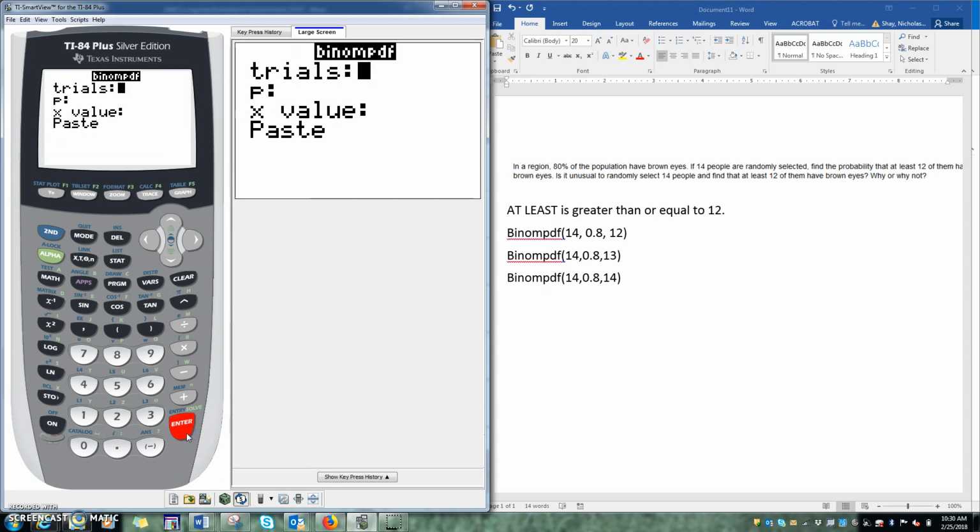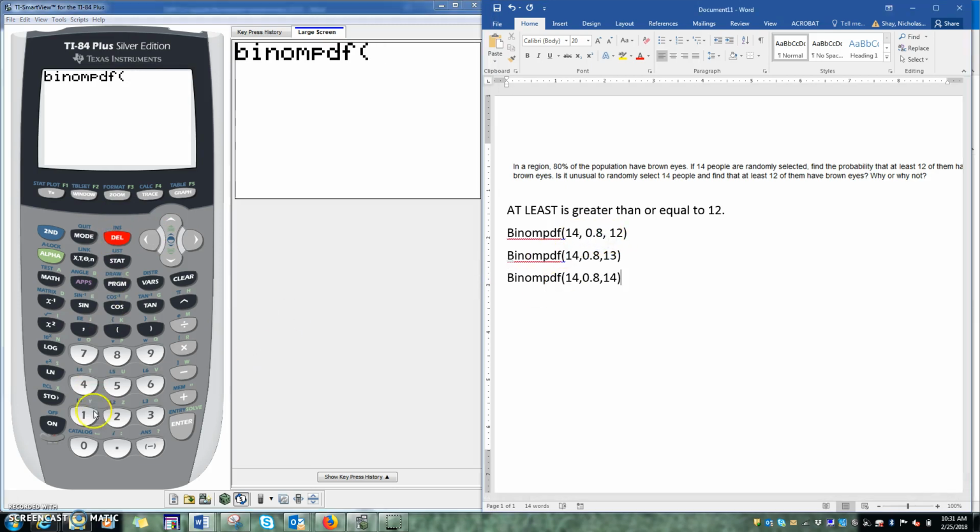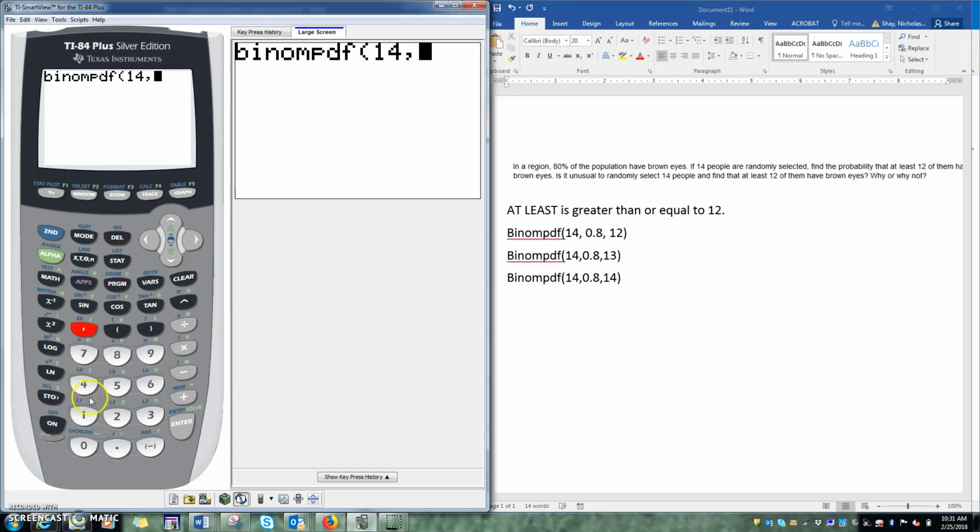When you click enter, if you have an 84, it's going to take you to this screen where you're going to put 14 for your number of trials, you're going to put 0.8, and then we need to do this separate times, so we'll first do it for the number 12. If you have a TI-83, when you hit enter, it just takes you to this screen, and you're just going to make it look exactly like the way I set it up over here. We're going to do 14 and then a comma and then 0.8 and then a comma and then 12.